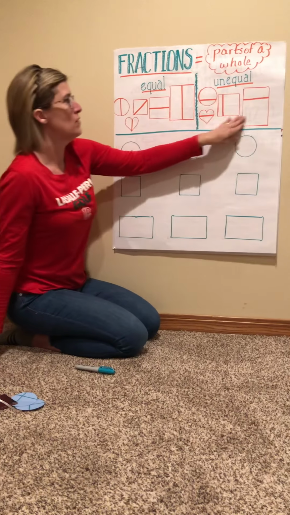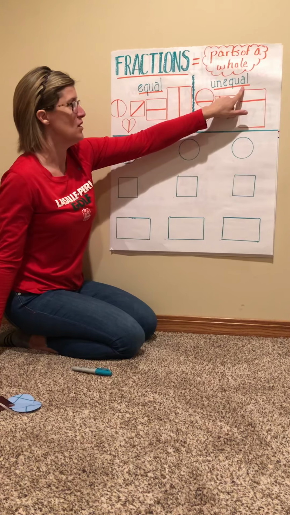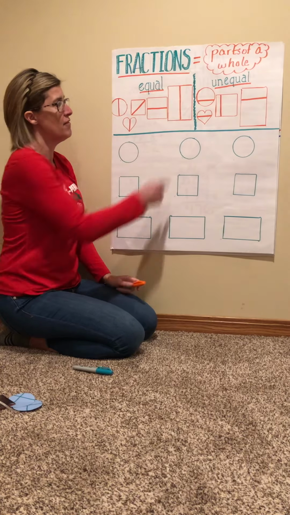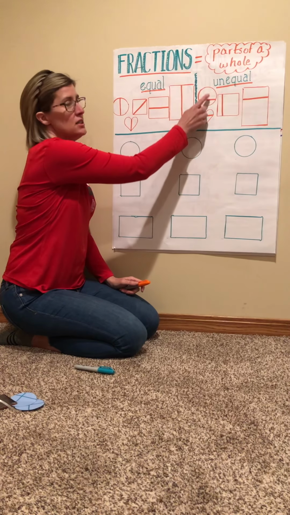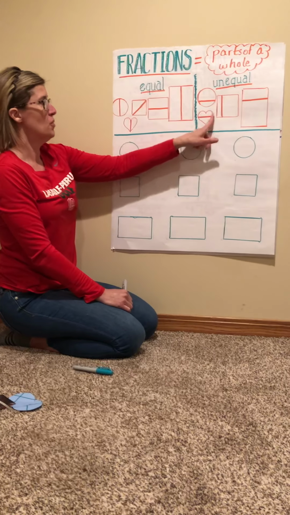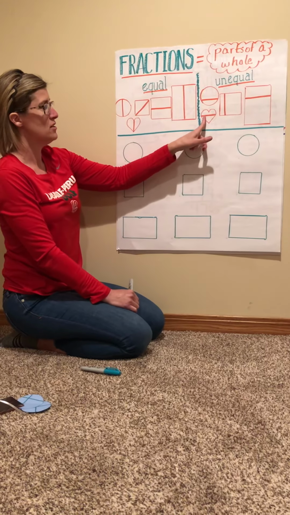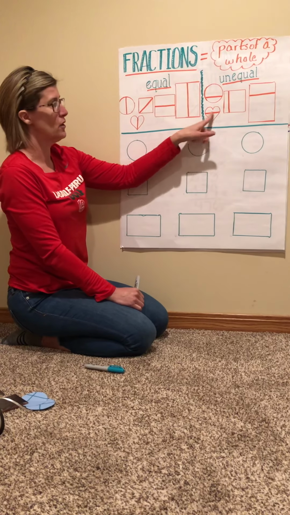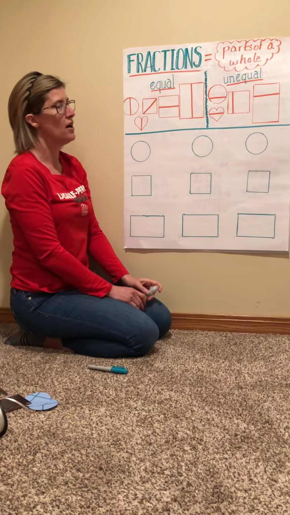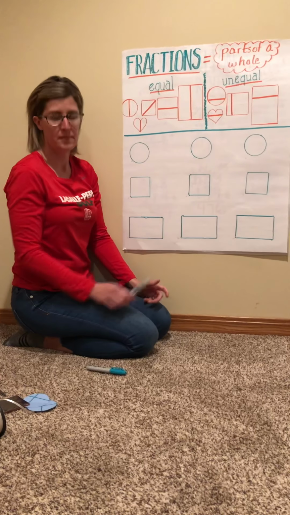Now the shapes over on this side are unequal. Notice where the line is drawn here. If we split that in half, somebody would get a bigger piece and somebody would get a small piece. And there's no possible way that you can split this heart equally in half when you go across. Okay, so just look at those shapes for a minute and see how they are unequal.